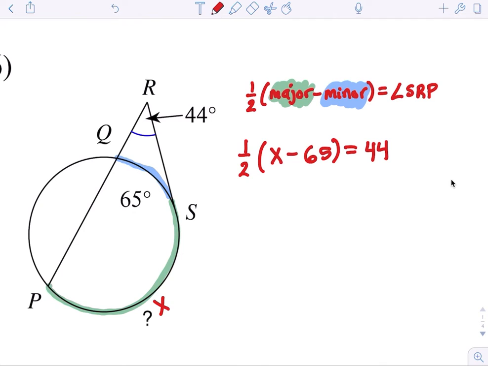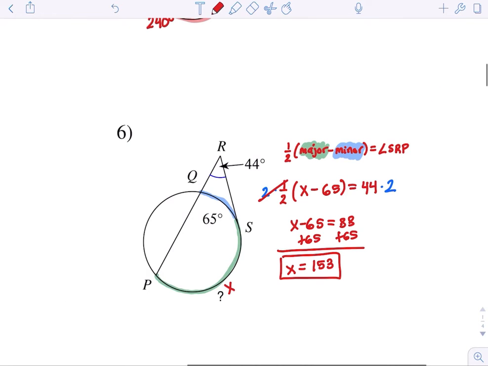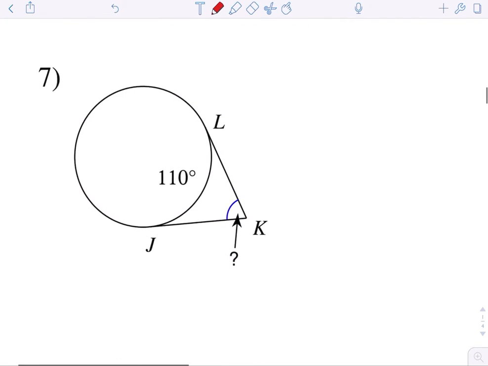I'm just going to multiply both sides by 2 in order to get rid of that fraction. So this is going to cancel. Then we just have x minus 65 is equal to 44 times 2, which is 88 degrees. Add 65 to both sides, and we should get x is equal to 153 degrees. So there's number 6.